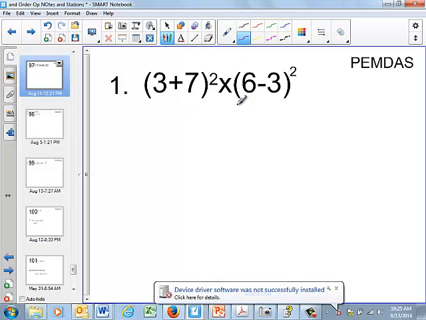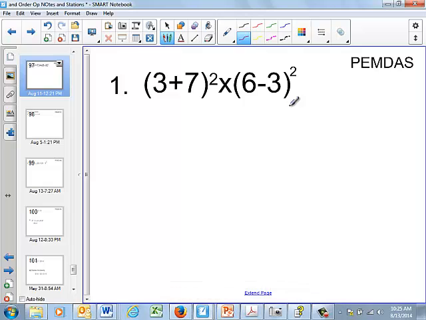Please write the problem down on your paper. Now follow along with me. First we do the parentheses. So inside of our parentheses, I'm going to do 7 plus 3 is 10. And then I still have the little squared on the outside.